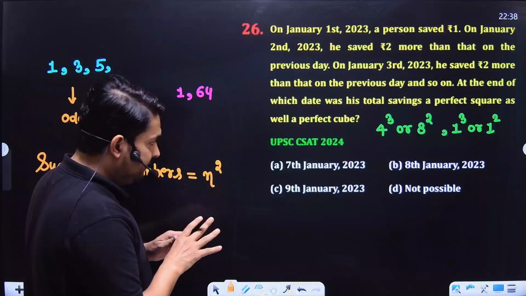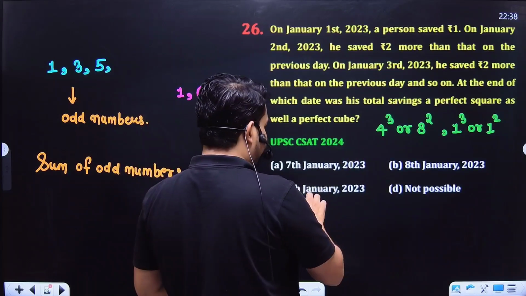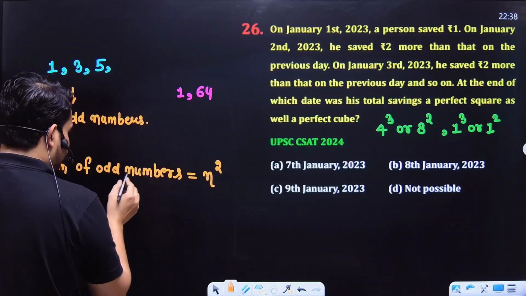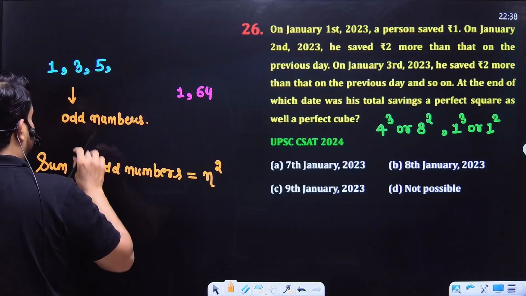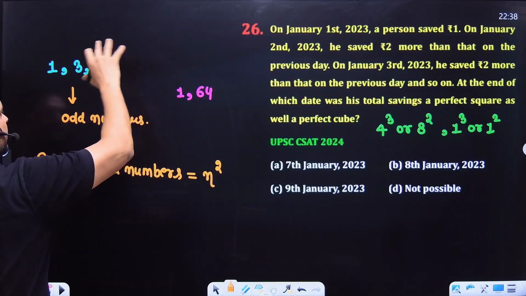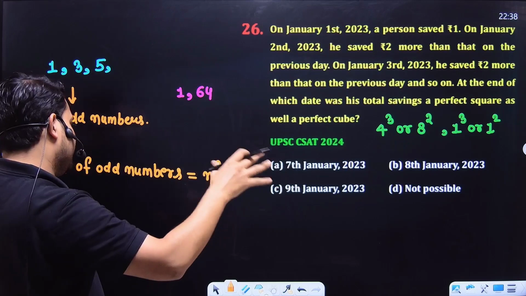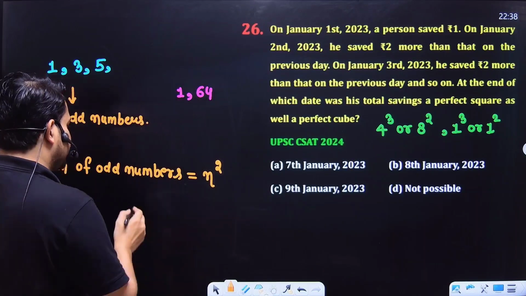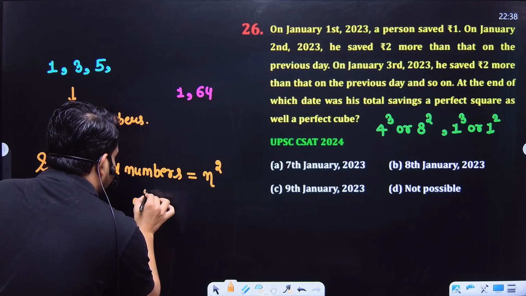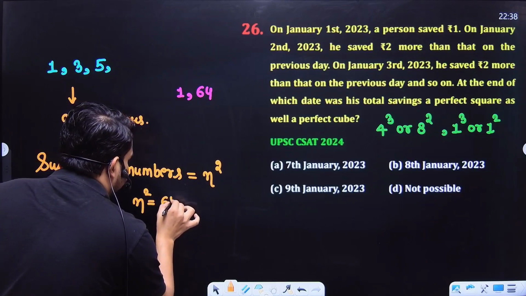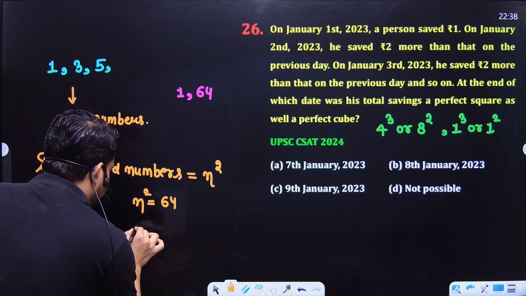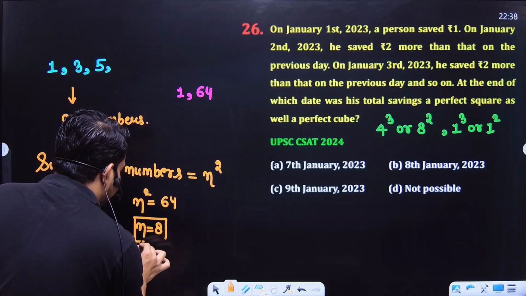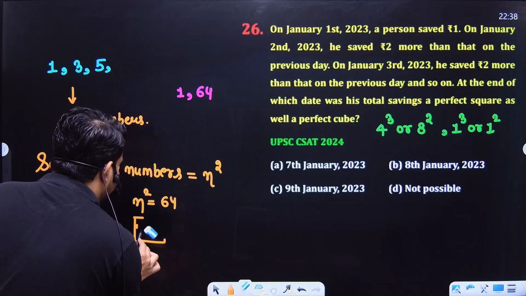I cannot take n square equal to 1, because here the options are 7, 8, 9 days. If I take n square equal to 64, because here all are odd numbers, and if I add them, I will get the sum of all odd numbers, which is equal to n square. So n square is equal to 64, then n equals 8. Means I have 8 number of days.